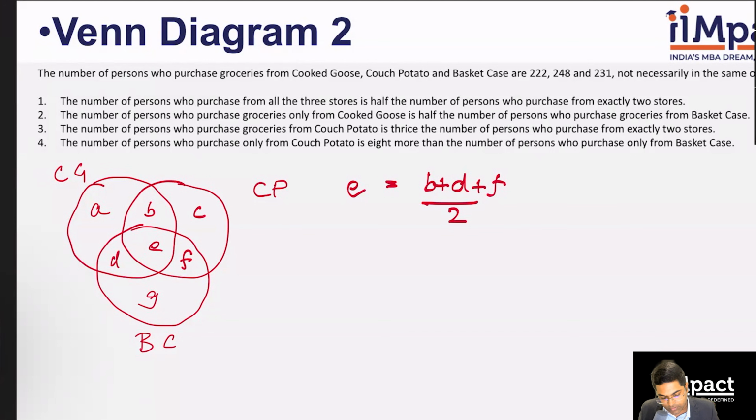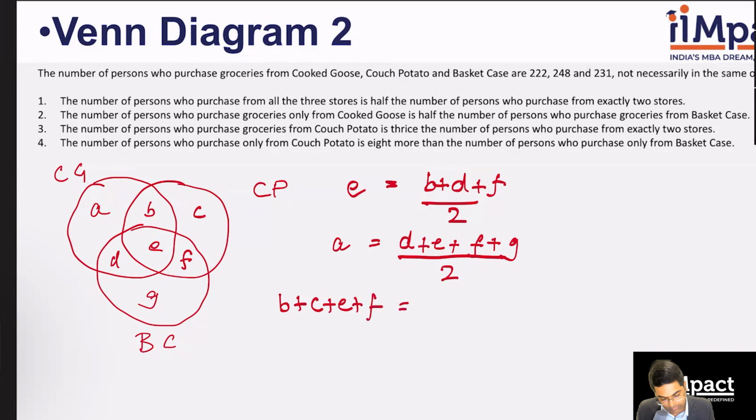The number of persons who purchase groceries from only cooked goods, so A, is half of persons who purchase groceries from basket case, which is (D plus E plus F plus G) upon 2. Okay, cool. The number of persons who purchase groceries from couch potato, which is this whole thing, B plus C plus E plus F, is thrice the number of persons who purchase from exactly two stores, which is B plus D plus F.